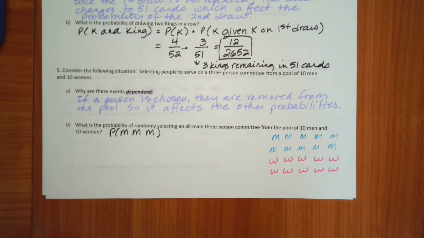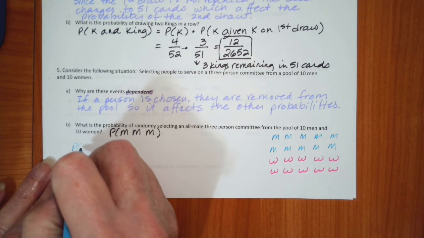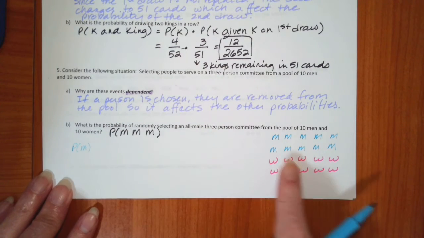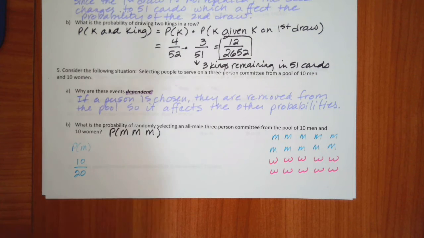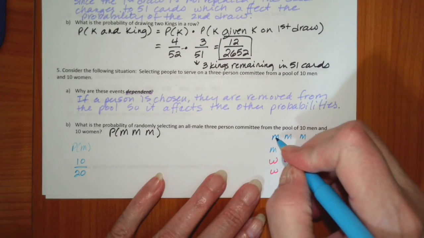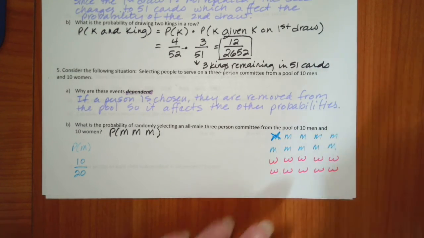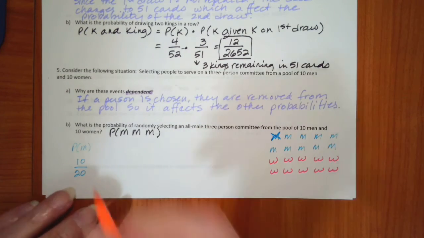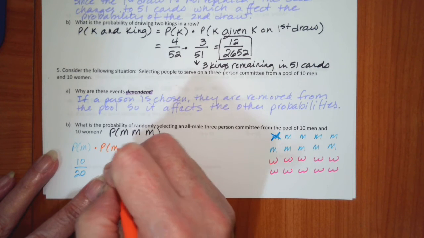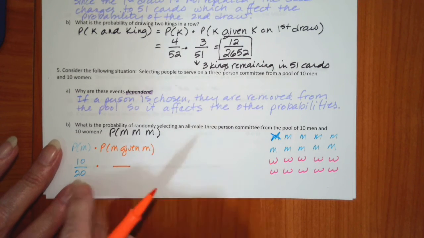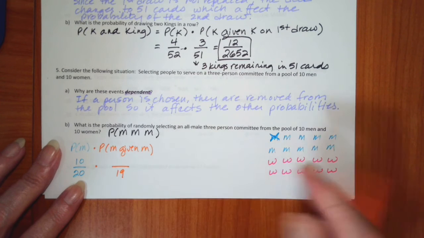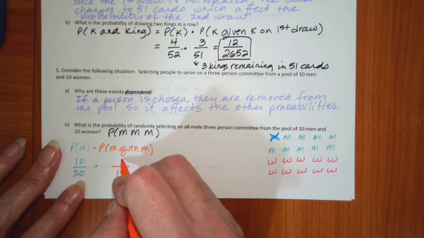Okay. All right, now in terms of the probabilities, let's start out with the probability of a man. And we know that there are 10 men out of the 20 choices. All right, so once I have selected a man, he is out of the pool. So now I have to find the probability of a man given a man on the first one. Well, there are no longer 20 to choose from. There are 19, and there are 1, 2, 3, 4, 5, 6, 7, 8, 9 men.